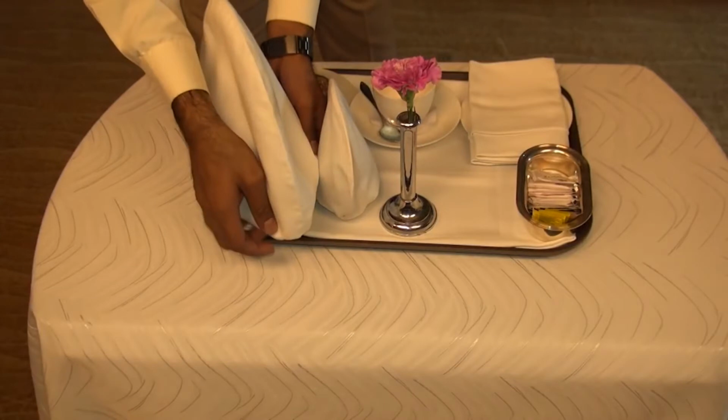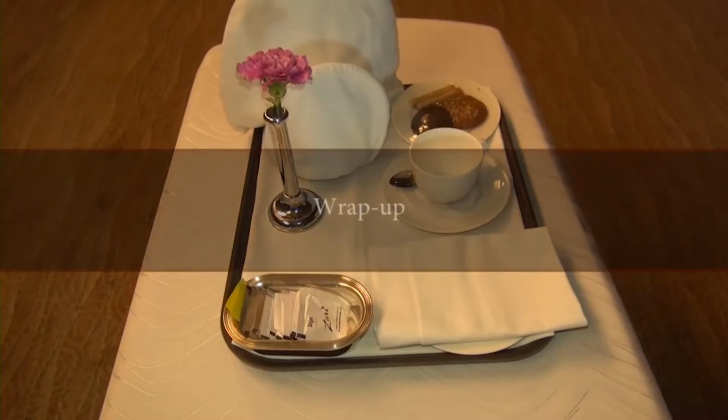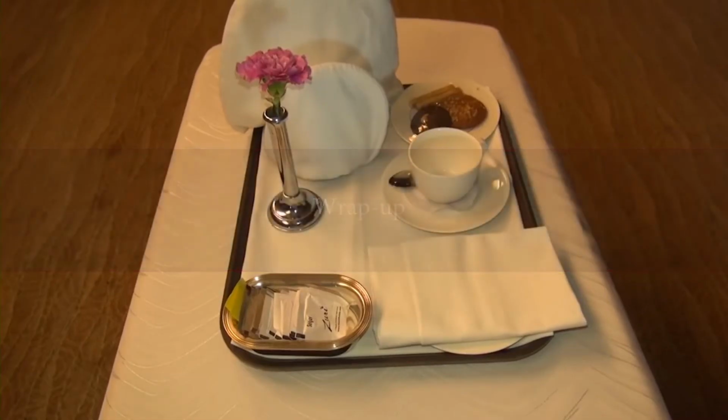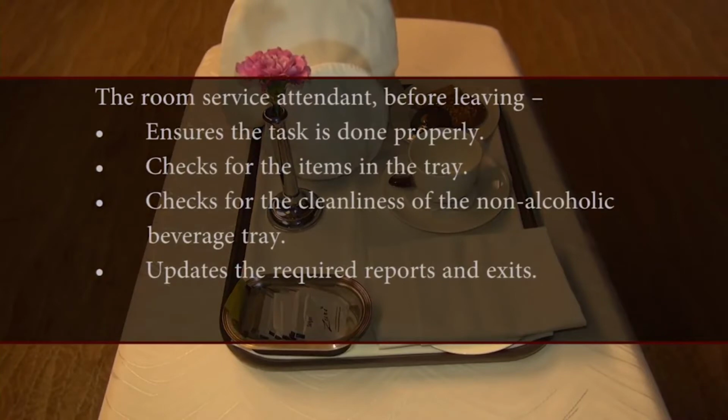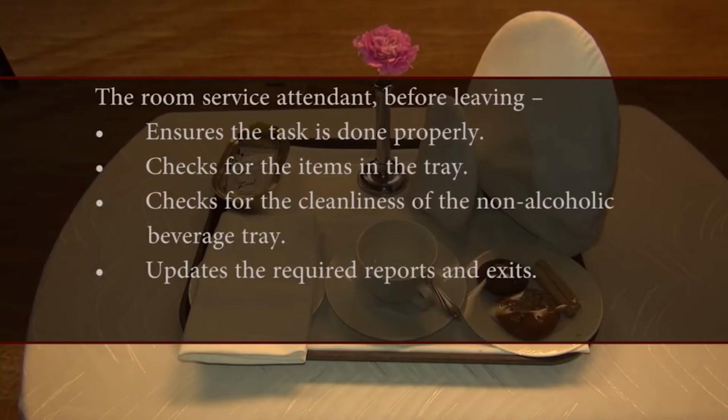This is a general tea or coffee tray setup. However, there might be a slight variation in the setup for different hotels. Wrap up. The room service attendant, before leaving, ensures the task is done properly, checks for the items in the tray, checks for the cleanliness of the non-alcoholic beverage tray, updates the required reports, and exits.